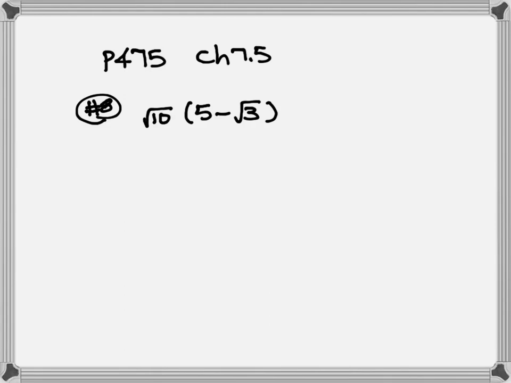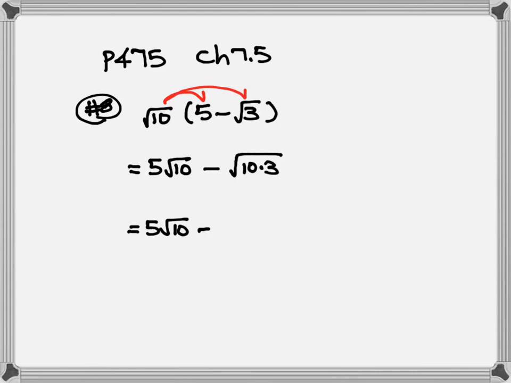So here we're going to take the outside number, multiply into the parenthesis. Just remember that outside number stays outside. 5 is outside, so 5 times square root of 10 minus, inside was inside. Inside we have 10 times 3. After that, keep the first number, keep the 5 square root of 10, keep the minus.